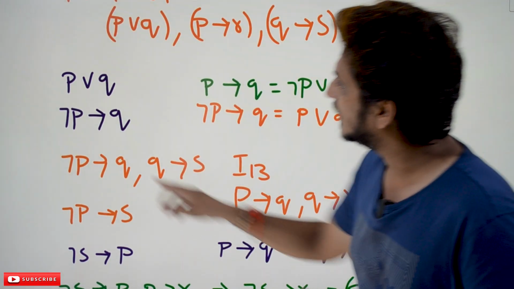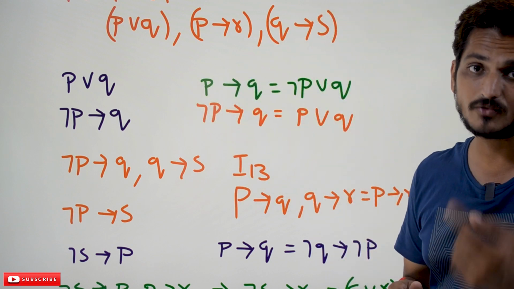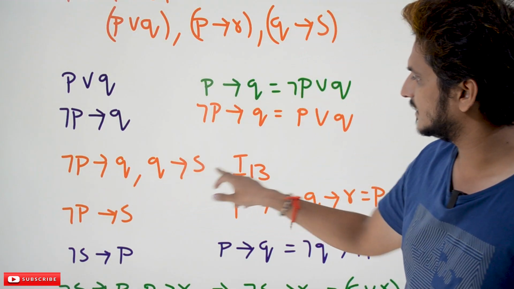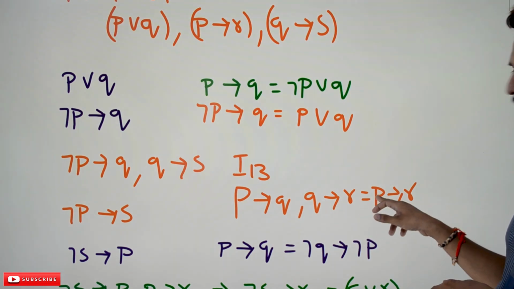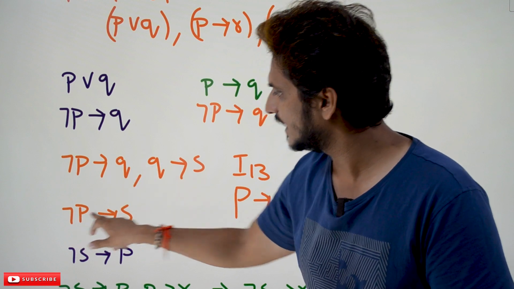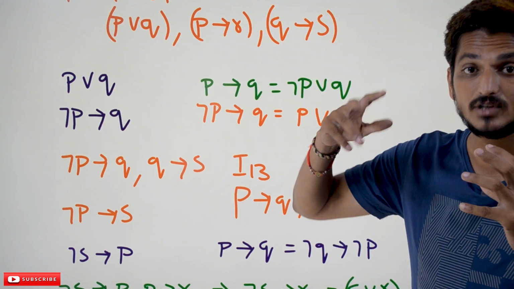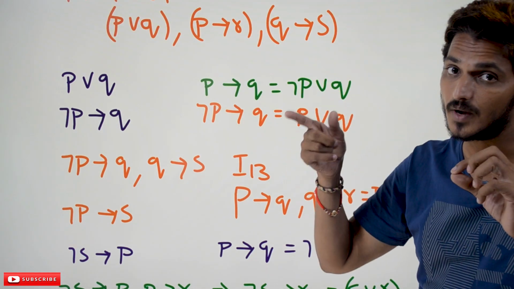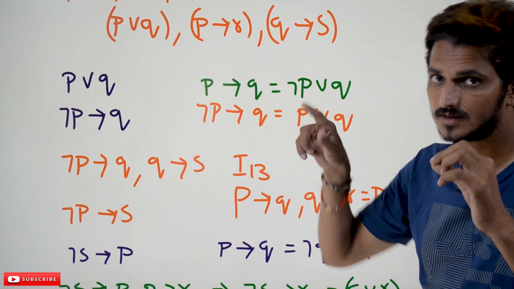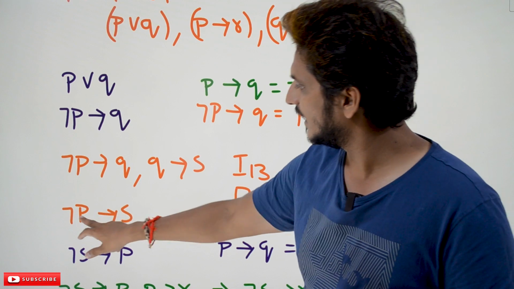So now try to understand. Negation P implies Q, Q implies S. This is exactly in the form of I13, transitive. From I13, P implies Q, Q implies R can be written as P implies R. So from these two propositions, we can conclude that negation P implies S. Finally, which one do you have to get? S implies something, that is how you have to get the output. Negation S implies R. That is what you need to get. So from these two, we can conclude that negation P implies S.